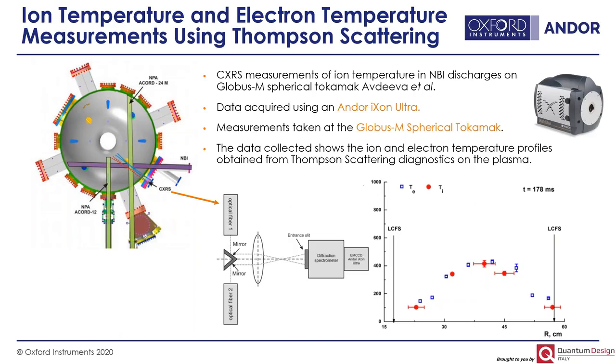So next I have an example where researchers were interested in looking at how the ion temperature and electron temperature measurements within their plasma varied, and they were using Thomson scattering to do this. From the data they managed to collect, they showed the ion and electron temperature profiles obtained, and how they changed over distance within their plasma. In this setup, they had two optical fiber inputs, which bounced their light off a mirror through a lens, and then they put it through a diffraction spectrometer, with an Andor EMCCD coupled at the end of that. Again, it was chosen for its high sensitivity because I think they weren't expecting too much light to come through their fibers.